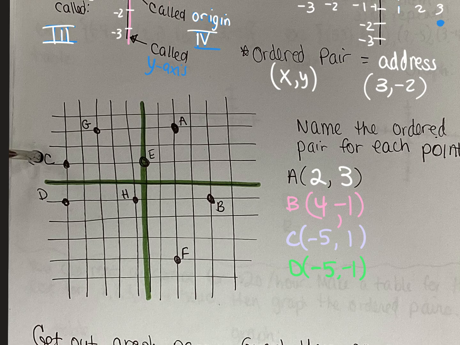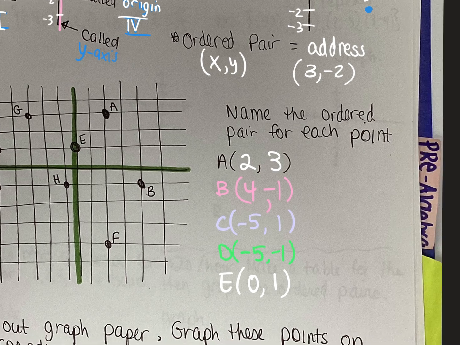E is funky because E is on one of the axes. So if I start at the origin, and I need to go left, nope. Should I go right? Nope. So I'm not going to go left or right at all. So E has the first number of 0 because I'm not moving side to side. So 0, comma, and then I went up 1, so that's positive. E is 0, +1.